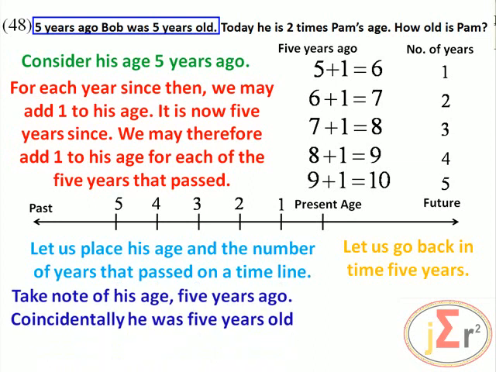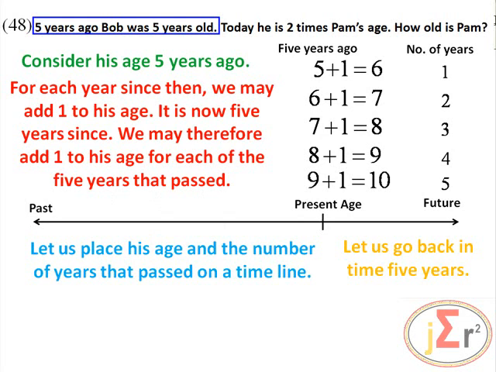Take note of his age 5 years ago. Coincidentally, he was 5 years old. So, what is his age 5 years ago? So, let us do 5 years ago. This is 5 years ago. Right here is 5 years ago.